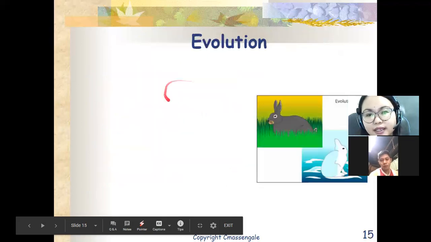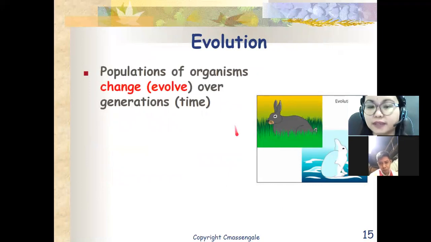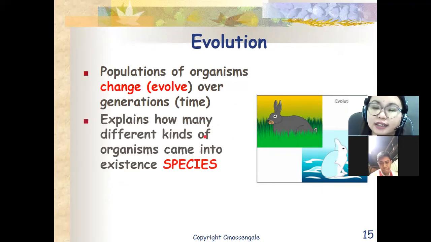So another topic that is embodied in biology is evolution. How do living things evolve? Populations of organisms change, which means evolve means change over generations or time. And this is affected by our environment, no? Or genetics through the years.